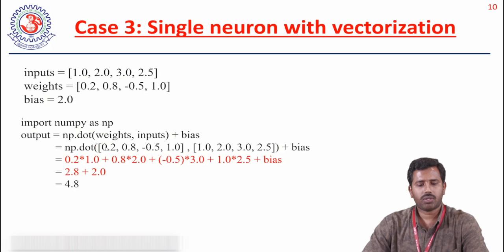The input values will be taken, and the weights values will be taken along with the bias. Here the red color is the manual tracing we have done previously. Now this tracing you no need to do, the vectorization method will take care of it if the dimensions are properly taken. So the same value will be there.